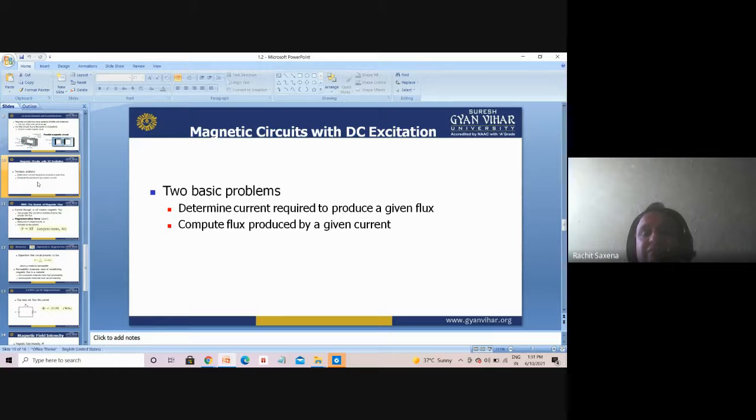But in DC, we don't have this type of value, because nowadays we are not using DC so much, we are using AC. If we want to use DC, we convert AC into DC with the help of a rectifier. If we need a large amount of DC, there will be some problem. The first problem is the current required to produce a given flux, for example 10 Weber, so we need 10 ampere. How can we take 10 ampere from the source? The second is to compute the flux produced by a given current. Now the current is there, how can we compute it?